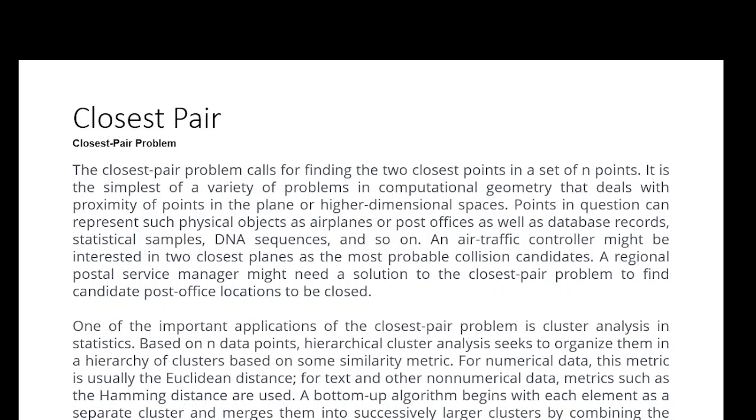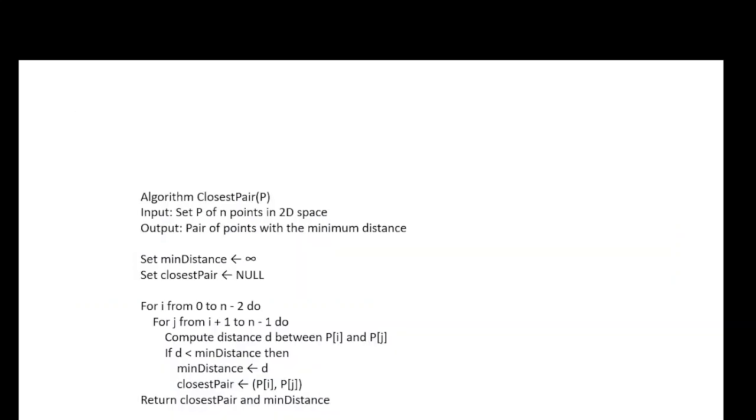Now the next problem is to find out the closest pair problem in the set of n points. So consider if I have some n points and I want to find out what is the closest distance between those. So here one way is I check for the distance between the 2 points. Okay, so like let's say if I have some 3 points, I will show one example.